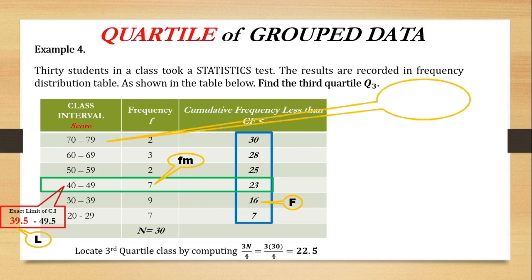And also, let us compute for our i using the formula U minus L plus 1, or the upper limit minus the lower limit plus 1. If we consider our class interval 70 to 79, 79 is our upper limit and 70 is our lower limit. So we are going to substitute it in our formula so that we could get our i. So i is equal to 79 minus 70 plus 1. Our i is equal to 10.